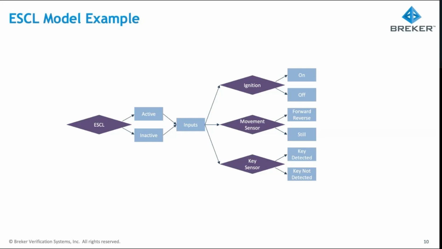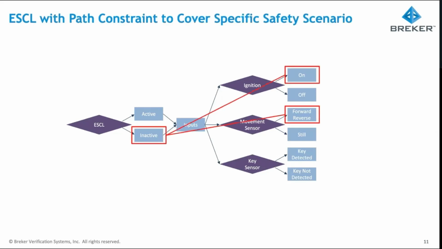So we have this simple diagram, and this pretty much reflects that specification I showed you on the previous page. And what we can do, to meet this requirement, we can put a constraint on this to say, okay, the ESCL should be inactive if the ignition is on and if the movement is detected. So regardless of if it was active before, when the car was still, if the car starts moving, it should switch to inactive. And we want to test to make sure that this actually happens.